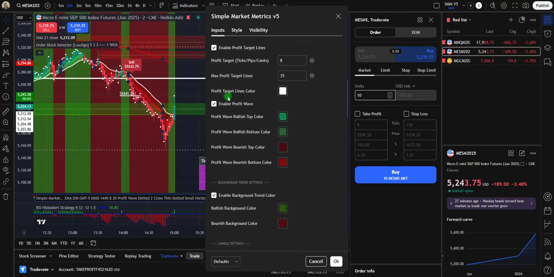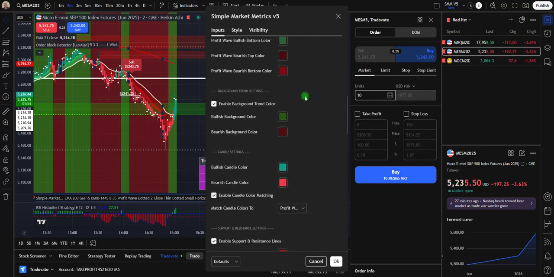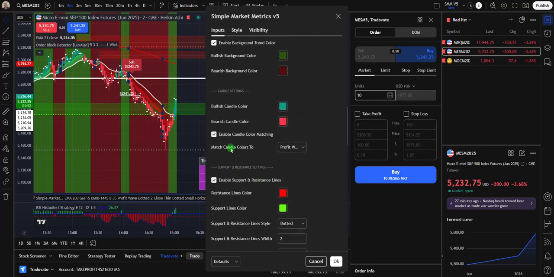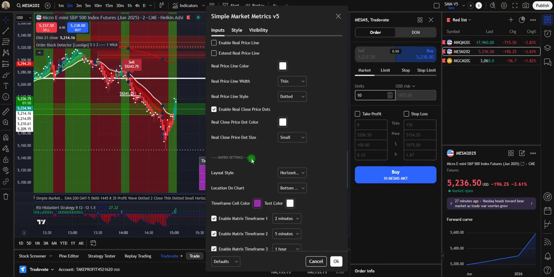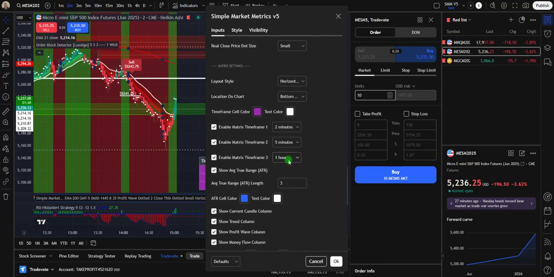So yeah, our profit color line is white. Like I told you, we moved that here. Max profit target lines is how many of these you can go back and see. I just leave it at 35. It's not a big deal. You can change all your colors. You can modify all this as much as you want. You can take this text box out if you want.